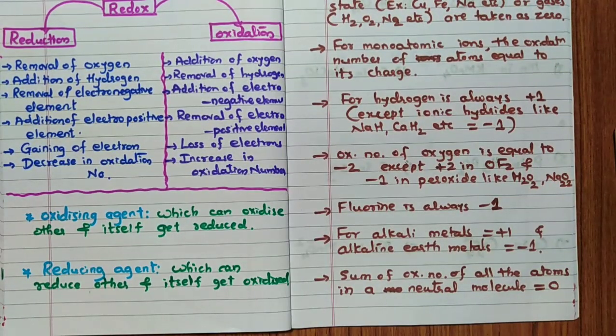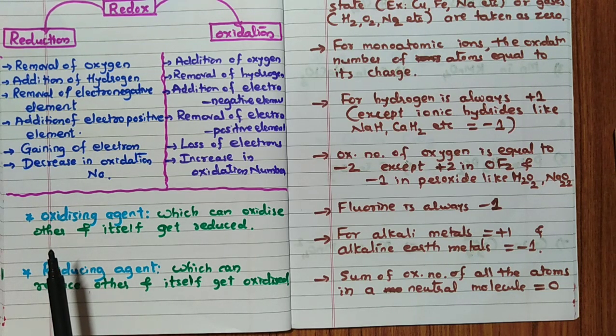Then, what are oxidizing agents generally? Oxidizing agents are those substances which oxidize the other and itself get reduced. Remember, itself gets reduced. The reducing agent is the one which will reduce the other and itself get oxidized. Remember that. So always, for itself, it is the reverse process. Whatever the name is, oxidizing agent, for itself the reverse process, called reduction, happens.